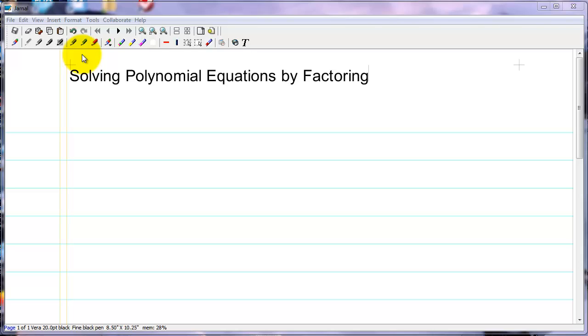So in our last lesson we spent a lot of time talking about all the different ways that we can factor quadratics and polynomials, and you might be wondering, why bother? Well, the key reason that we want to do that is it's going to allow us to solve some fairly complicated equations. So let's get started.